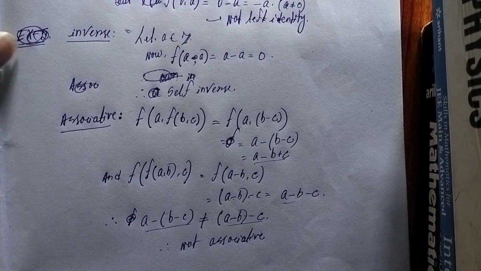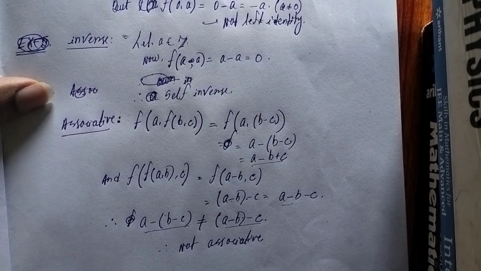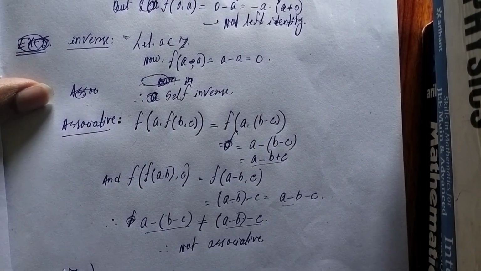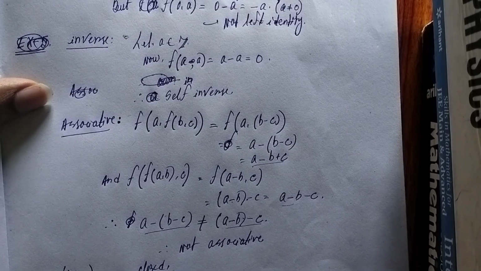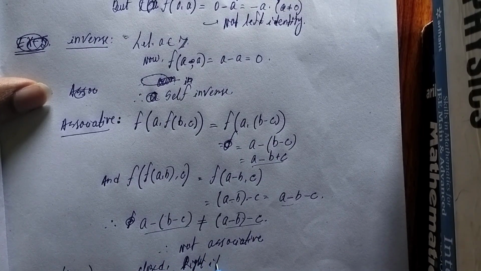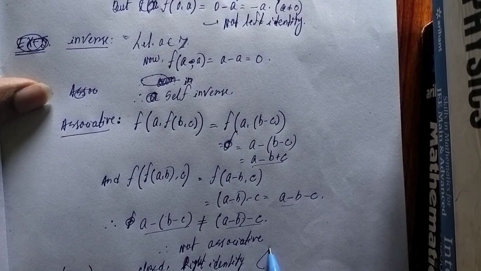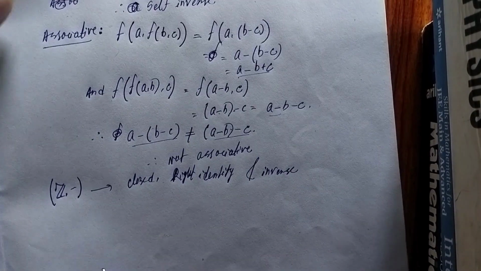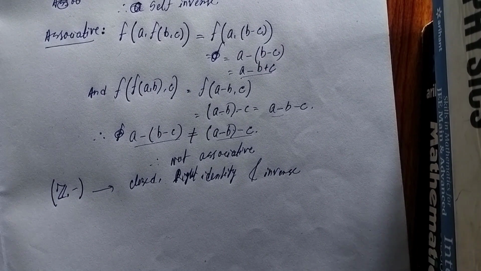So we went through an example where we see that Z under subtraction is closed, has a right identity, and has inverses, but is not associative. This is also a great example.